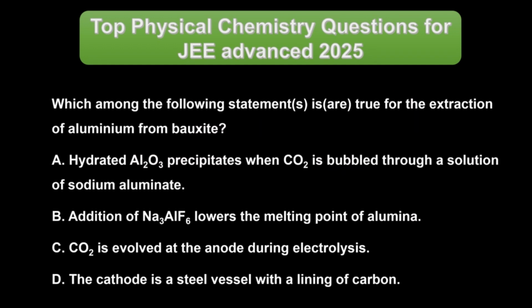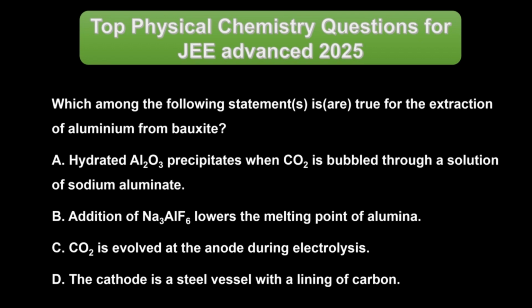Then the next one: which among the following statements is true for the extraction of aluminium from bauxite? Once again, bauxite is a main ore of aluminium. Option 1 says the hydrated Al2O3 precipitates when CO2 is bubbled through the solution of sodium aluminate. The second option, addition of Na3AlF6 lowers the melting point of alumina. CO2 is evolved at the anode during the electrolysis. And the fourth option, cathode is a steel vessel with a lining of carbon.